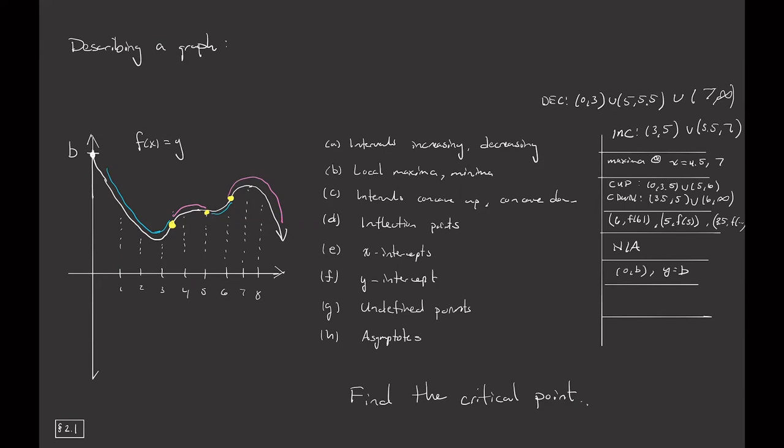Undefined points, in this case, there wouldn't be really any undefined points. That would be where you have asymptotes, would be one particular case. Or if you have like a hole in a function, that sort of thing. I should have said find the critical points, because there could be more than one.